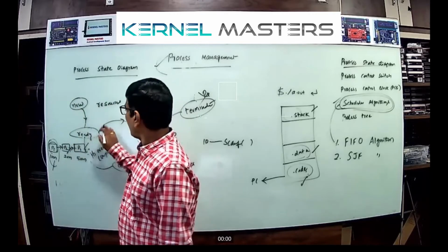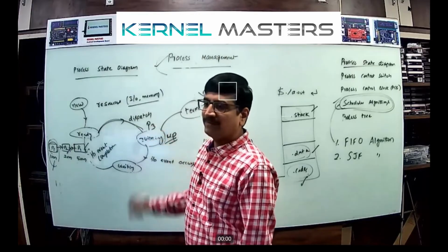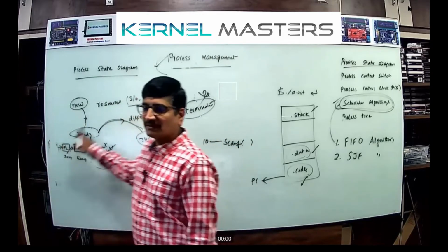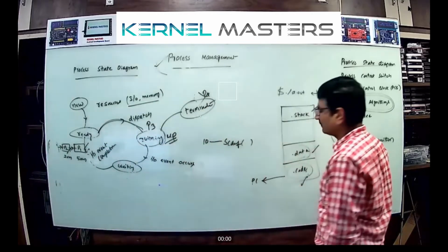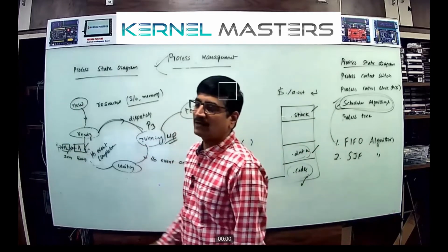Now who is assigned the process? Tell me. Which one? P3. Correct or not? Yes, sir. P3. Which algorithm? SJF. So the remaining 2 processes are in the queue now. They are not running.